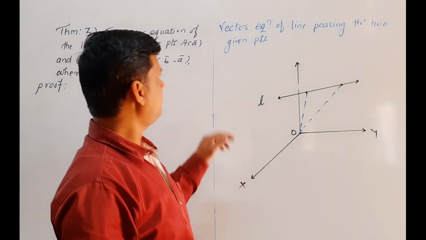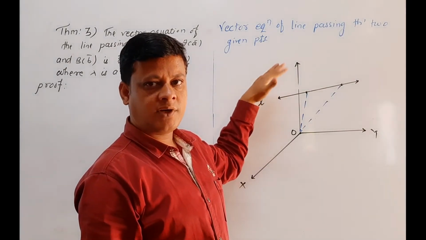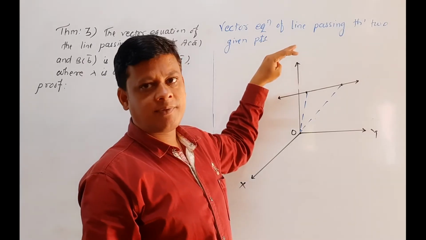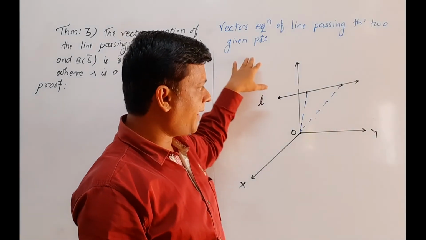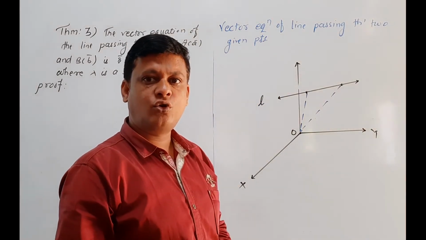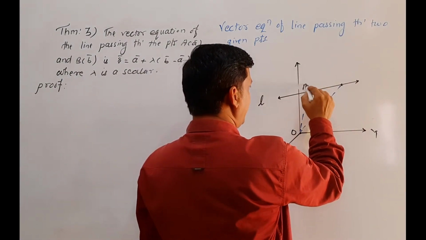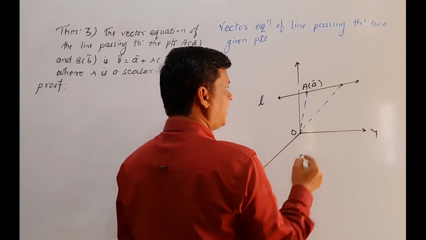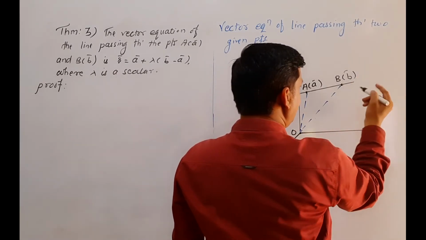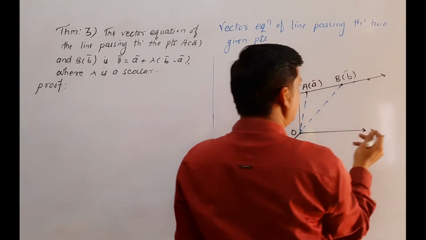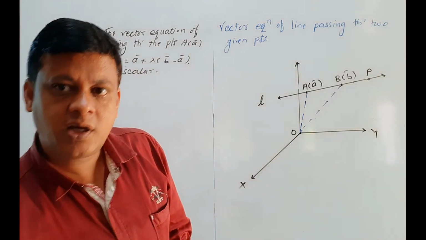Now see the second form: vector equation of a line passing through two given points. So in the first theorem we saw the vector equation of a line passing through a point and parallel to the vector B. So here we have to find the vector equation of a line passing through 2 points. Suppose those 2 points are point A and B. So we consider point A whose position vector is A bar, then the second point B whose position vector is B bar, and on this line we consider one more point other than A and B as point P. The position vector of that point P we consider as R bar.